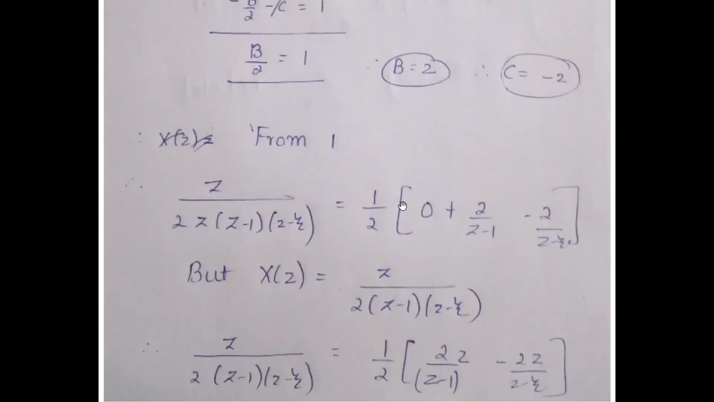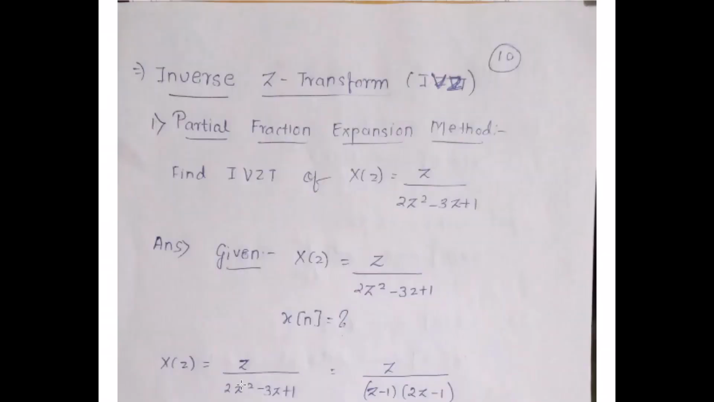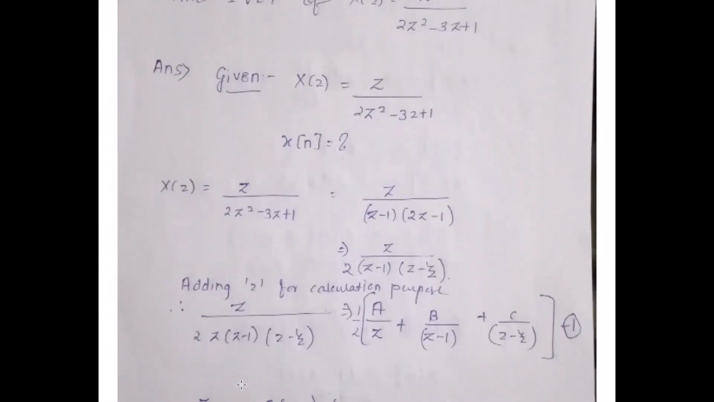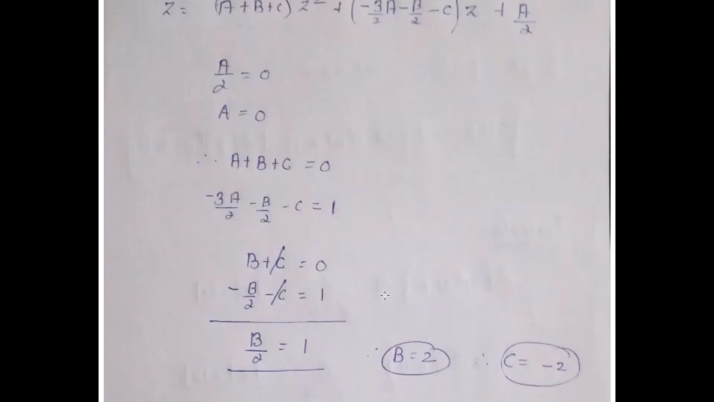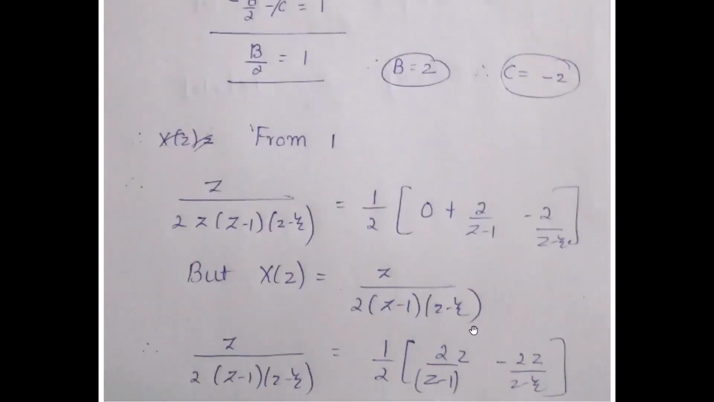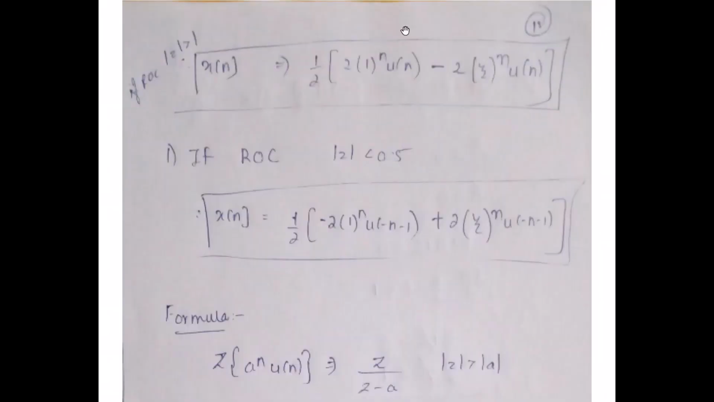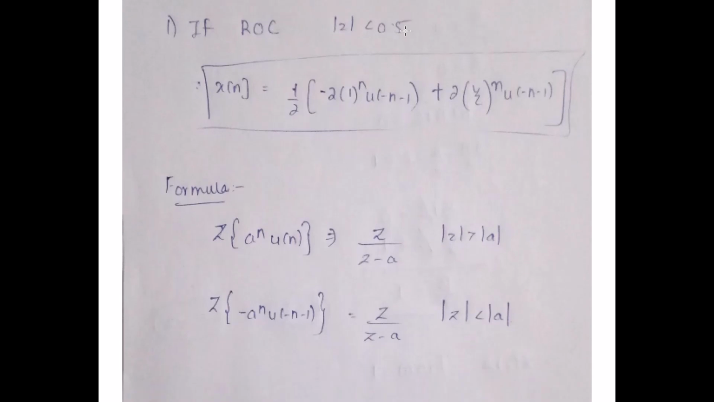Now multiply z on both the sides and you will get this final equation over here. And if you see, this was my x of z which was mentioned over here. Right? So just get this x of z to x of n which is given over here. Fine. So I hope I am very clear.